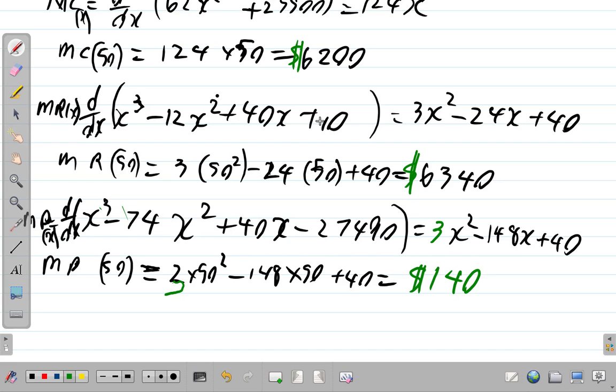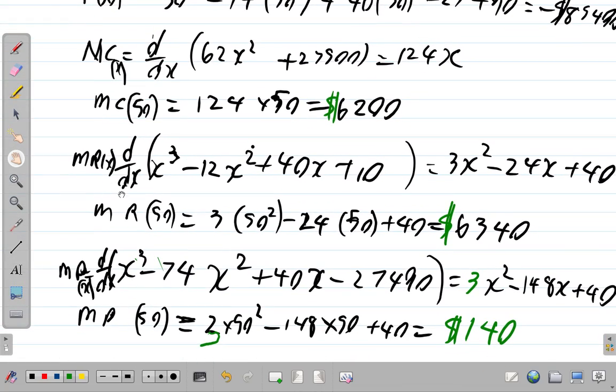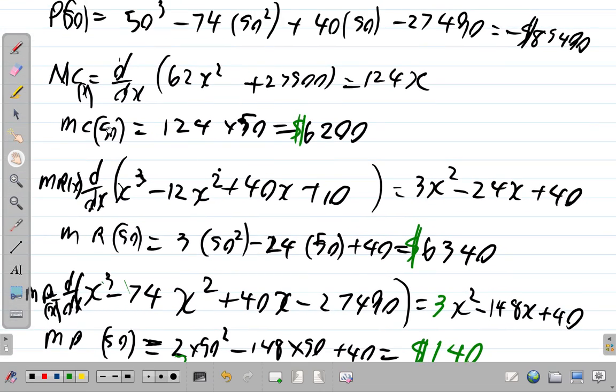Alright, in our previous video, we looked at these calculations and we found our marginal cost, marginal revenue, and marginal profit at 50 items. So, our marginal cost was 6,200.